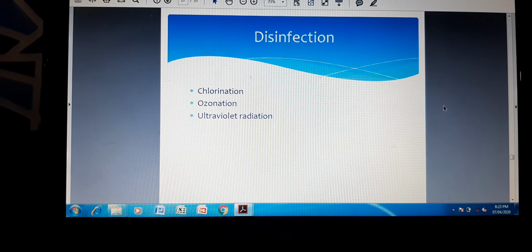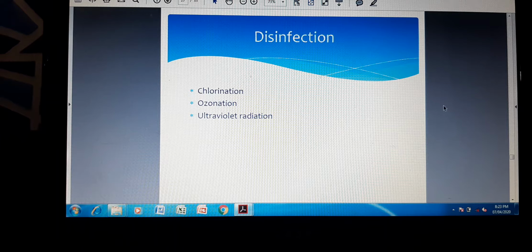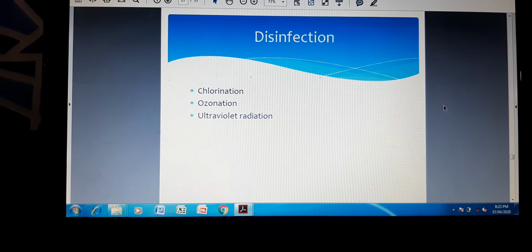Dear student, this is one more important method which is used in the advanced treatment, or the tertiary treatment, that is disinfection. This is the last method of the treatment of the wastewater, by using disinfectant chemicals or disinfectant agents. In disinfection there are three methods mostly used for the disinfection purpose: chlorination, ozonation and ultraviolet radiation.